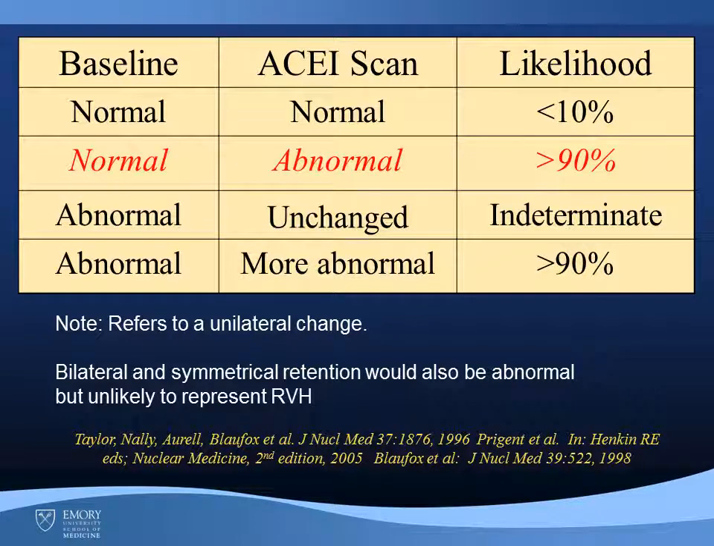So this table refers to a unilateral change. Basically, if the baseline's normal and the post-ACE inhibitor scan is normal, the likelihood is very low, less than 10%. If the baseline's normal and then it becomes abnormal, the likelihood is over 90%. And if the baseline is abnormal and then it stays abnormal, that is indeterminate. But if it's abnormal and it becomes really abnormal, again, that is a high likelihood. Note that bilateral and symmetrical retention would also be abnormal, but it's unlikely to represent renovascular hypertension.